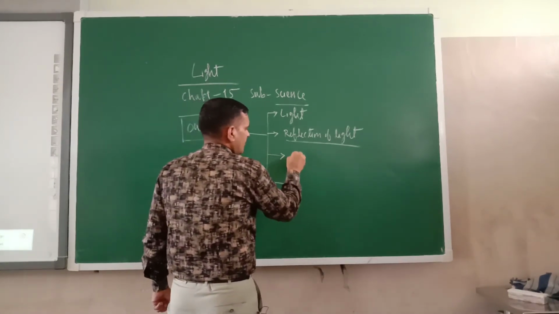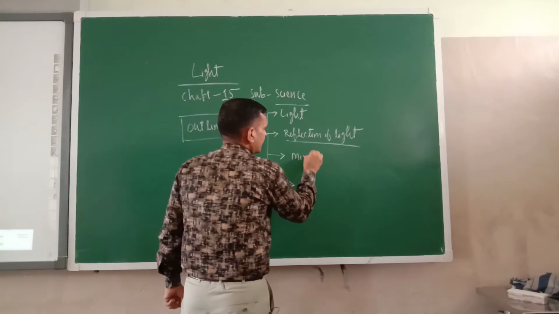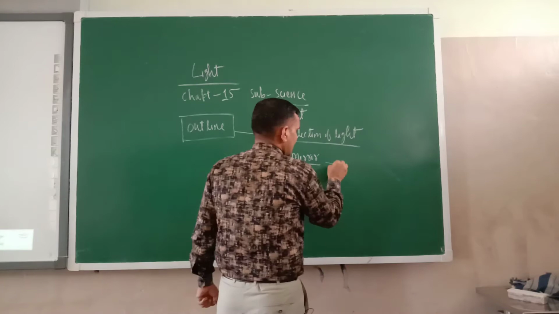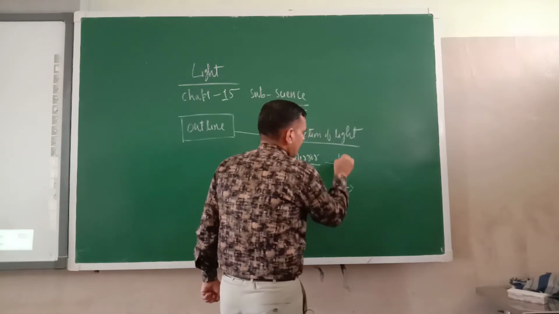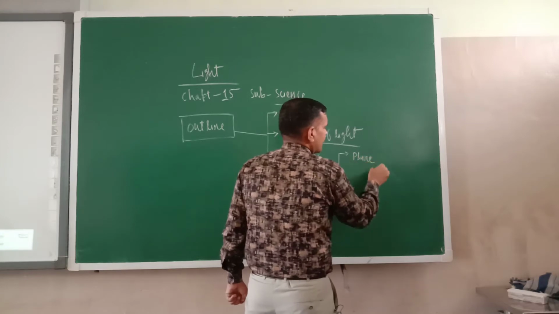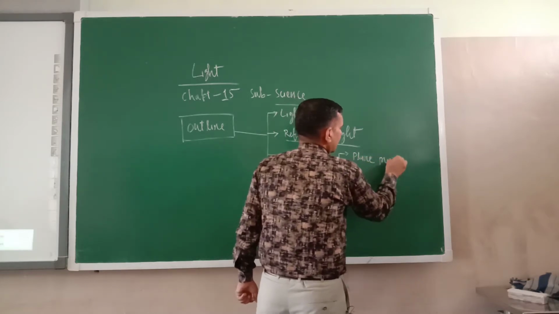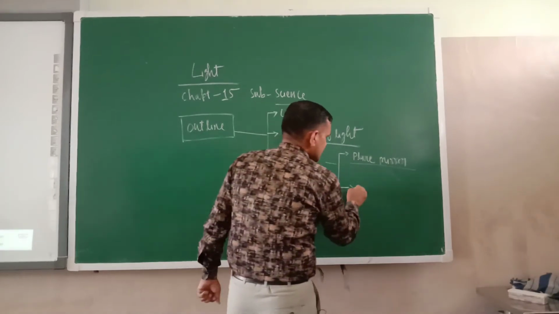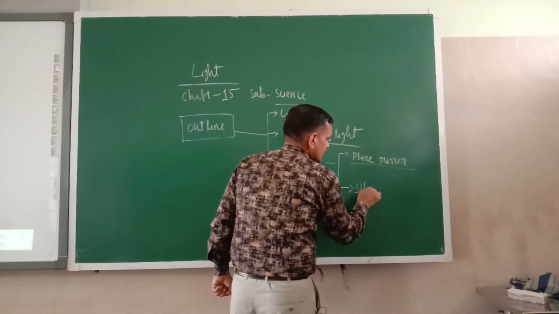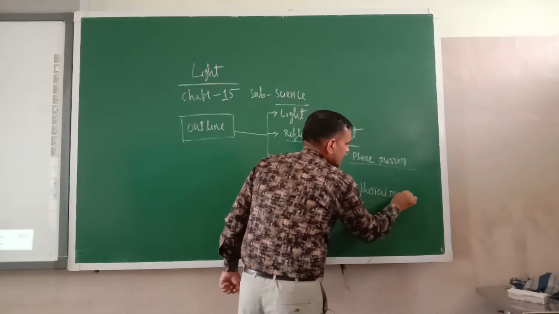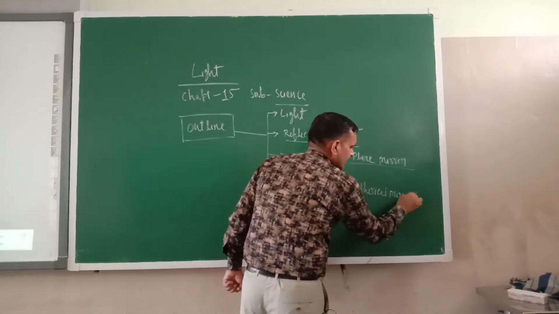Mirror. A mirror is a reflecting surface. Mirrors are basically two types. The first one is the plane mirror. The next one is the spherical mirror.